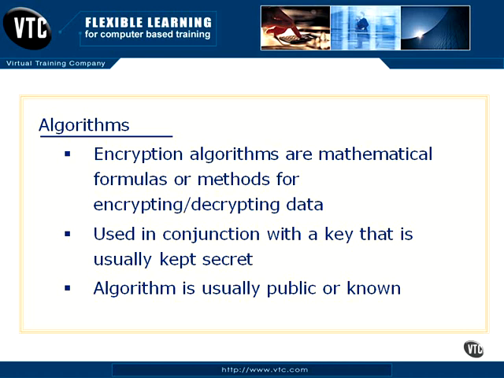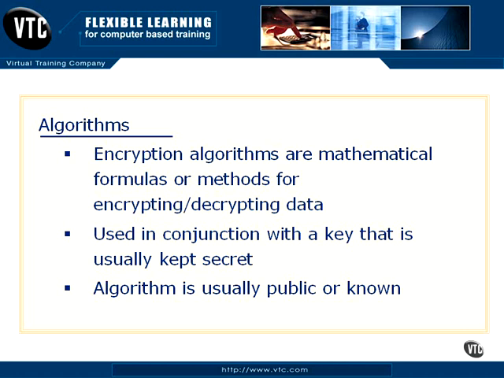So there's a few other terms we're going to talk about, algorithms and keys and so forth. First, let's talk about algorithms. Now there are two parts of encryption that are very important. There's two major elements. There's an algorithm and a key. Those two things are what encrypts and decrypts data. Now the first part of this is algorithms. Encryption algorithms are basically mathematical formulas or methods that we use to encrypt or decrypt data.